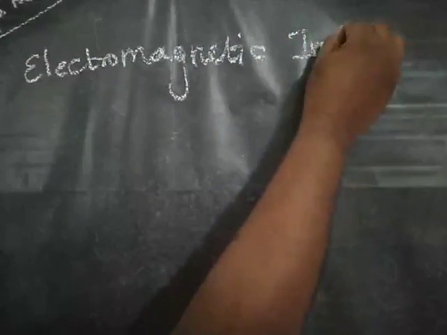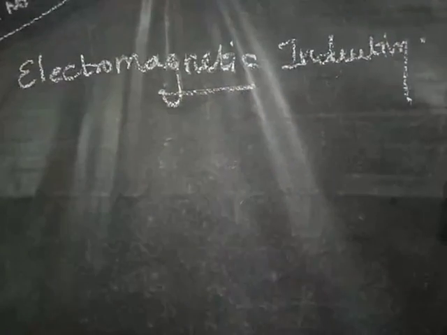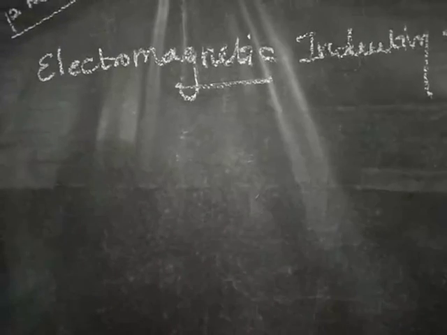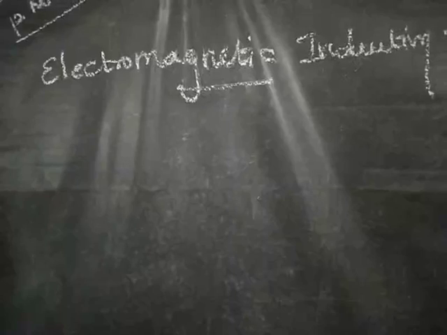Electromagnetic induction. So induction means what, ma? Inducing. When it was shown by Oersted that a magnetic field is produced around a current carrying conductor, the reverse effect was also attempted.